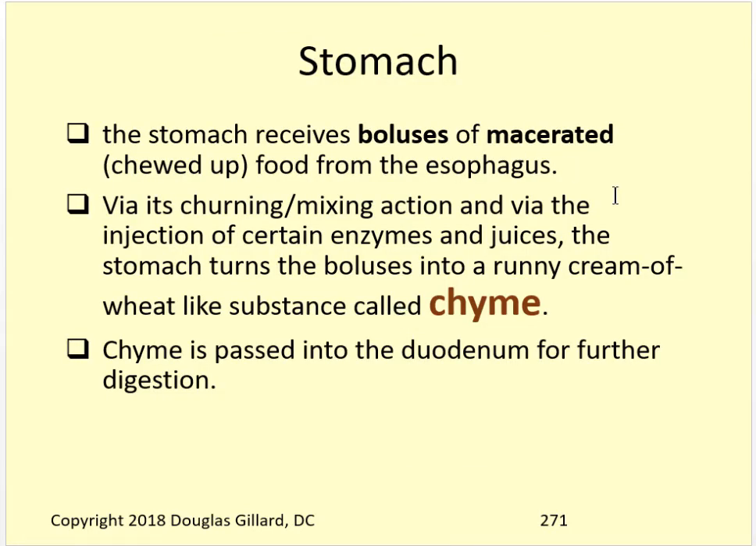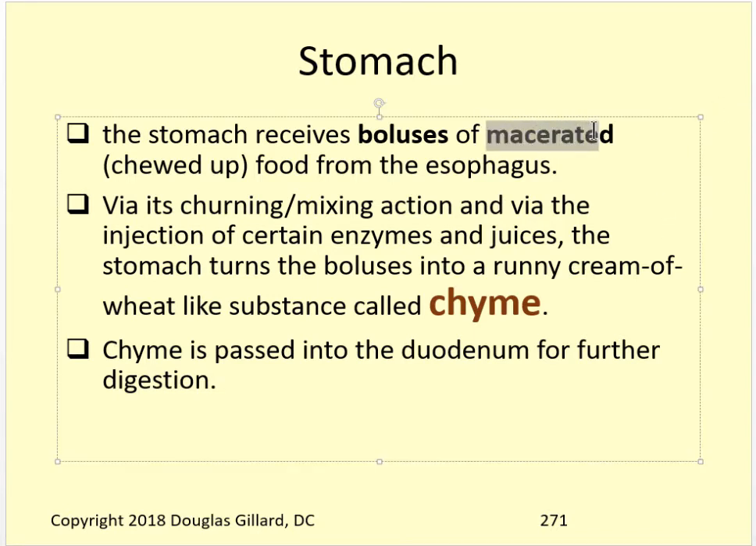The stomach receives food in the form of a ball of food, a bolus, which is just chewed up. Here's another vocabulary word: chewed up is macerated. Macerated means chewed up. The stomach receives this chewed up food in the form of a bolus. Drink is in the form of a liquid bolus. Food is in the form of a solid bolus, but it receives it from the esophagus. And then it churns and mixes it all up.